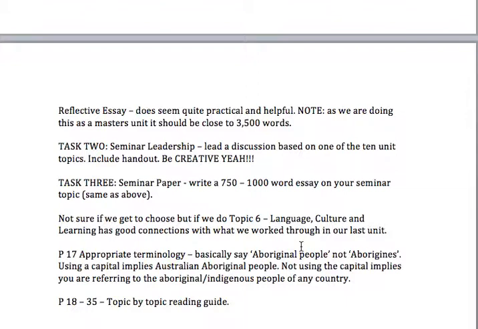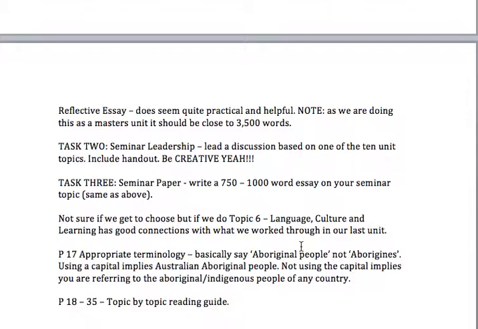Okay. Then a bit of info of how to write the essay. And the big essay, the reflective essay, it does seem quite practical. It's like deciding or defining what you think a good teacher is, and then saying practical strategies that you can use in your context.